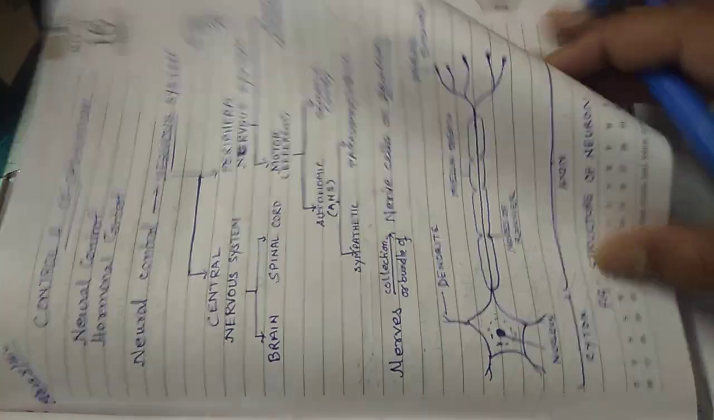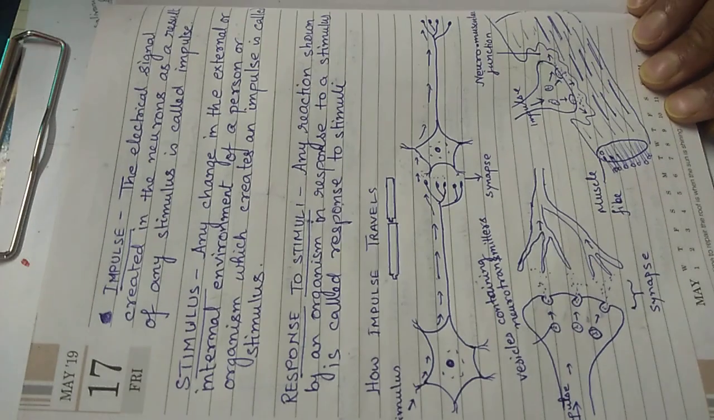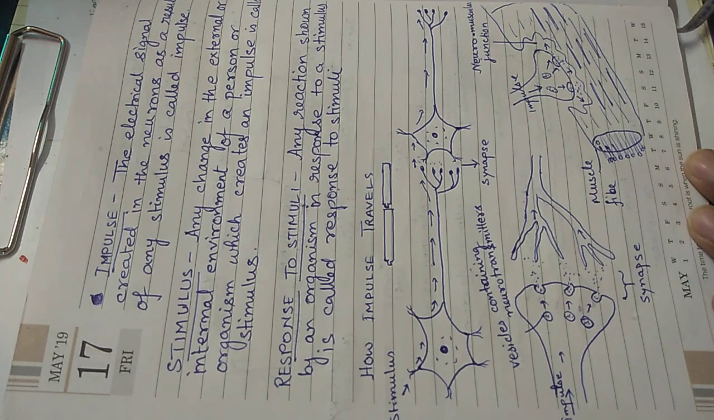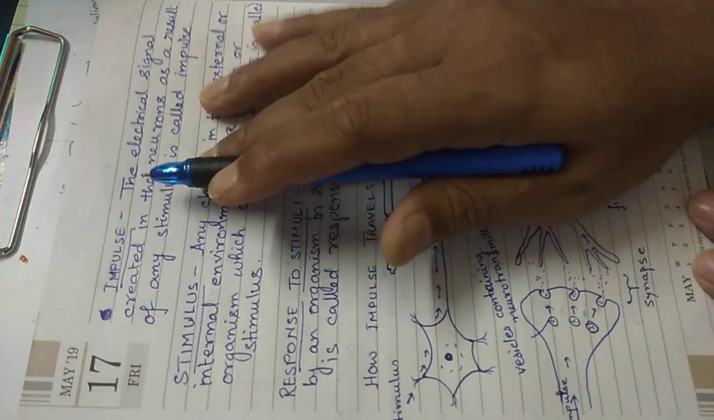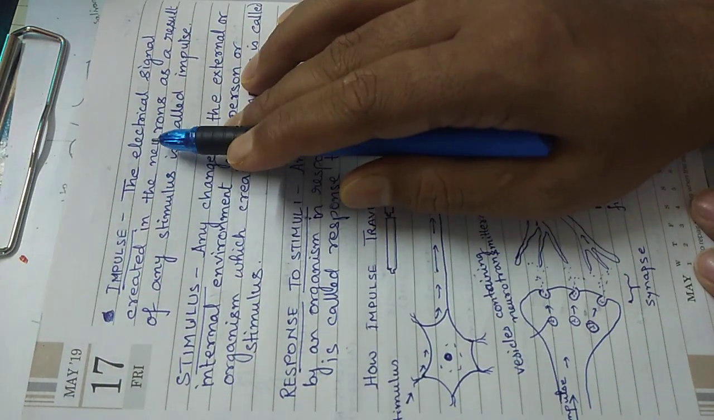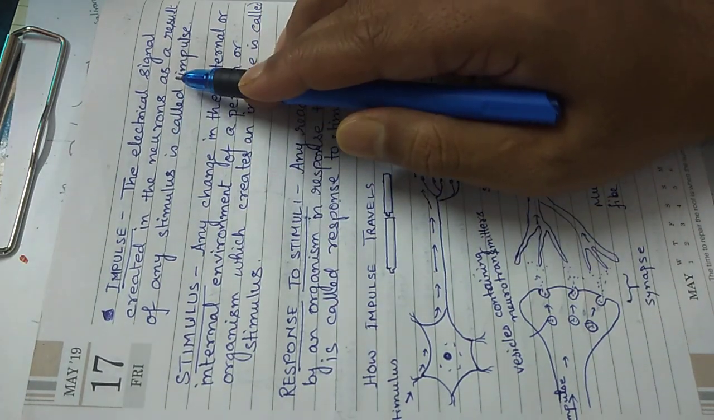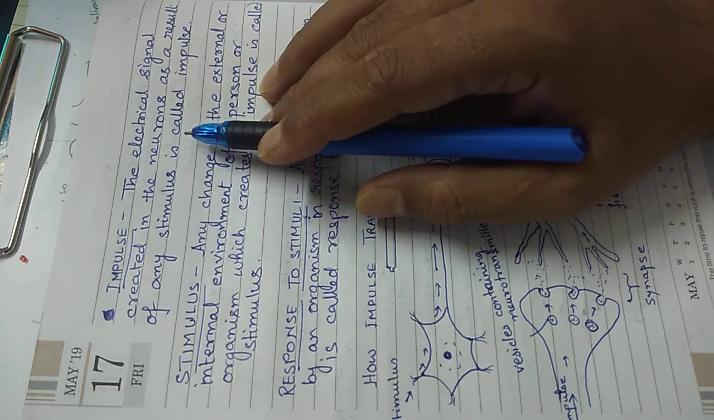Next we will be discussing certain terms and how an impulse flows through a neuron. So if you see here, when we talk about the impulse, the definition of impulse is the electrical signal created in the neurons as a result of any stimulus.